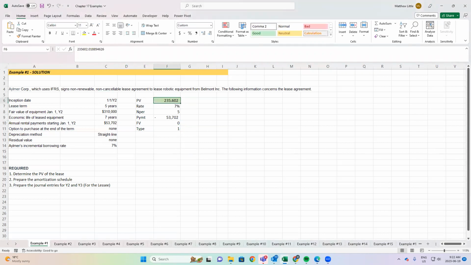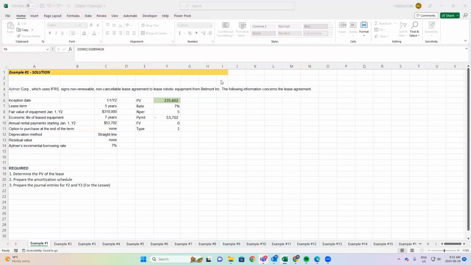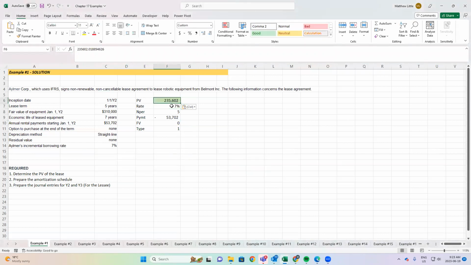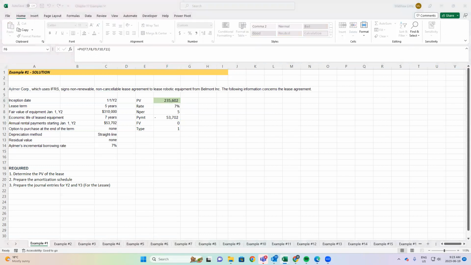So then our present value, and I just realized it didn't copy the formula over for me. Okay, so let's pull that up. So it equals the present value of, what's our rate? We have number of periods, what's our payment, what's our future value, what's our type. So we can use Excel. And that gives us a present value of 235,602. All right, so that's our present value of the lease.